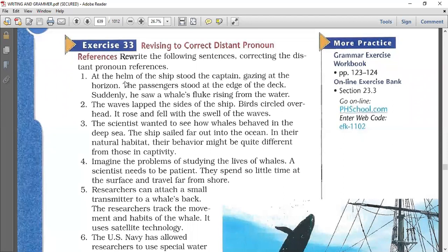Number 1. Yes. Hassan? One second. I'll explain why the sentence is not 100% correct. Because "the captain" in the first sentence is the antecedent, and the pronoun that refers to it, "he," is in the third sentence. It's wrong. Take your time, Hassan.